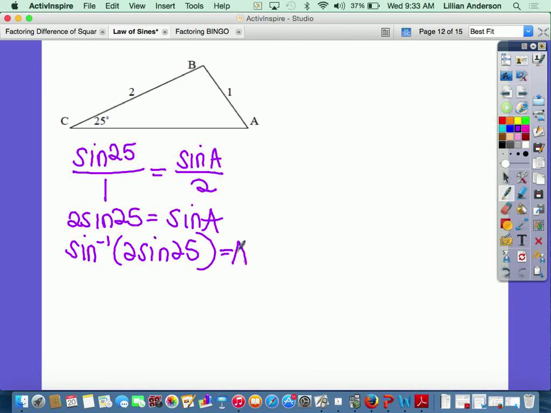Do I actually get a number this time? Yes. You get 57.7. Now, there is angle A. Now, before you go on to find angle B, this is where you need to check to see if you're going to have more than one triangle. After you find the first angle, check to see if you're going to have a second triangle.